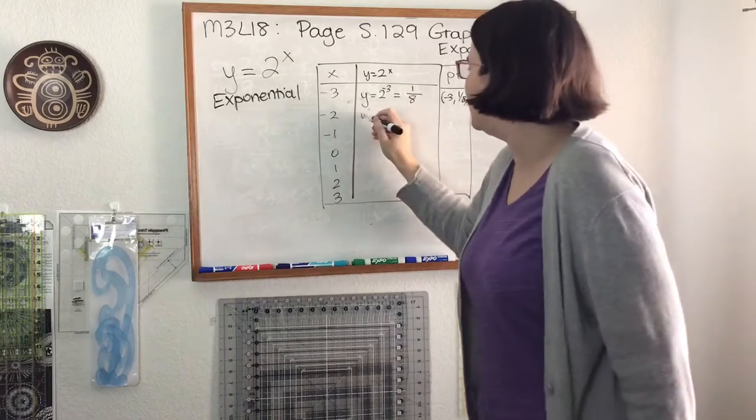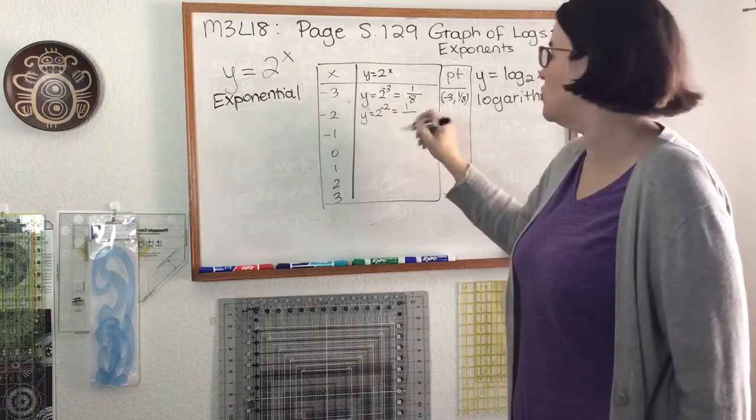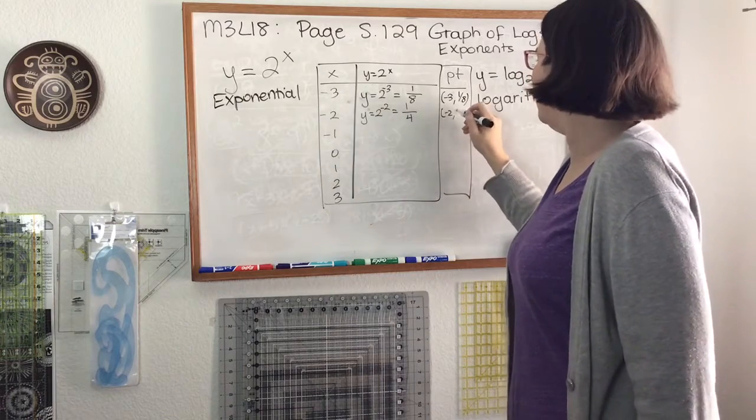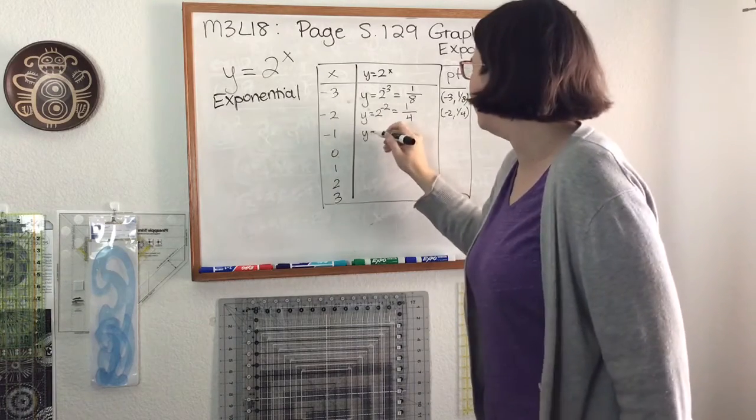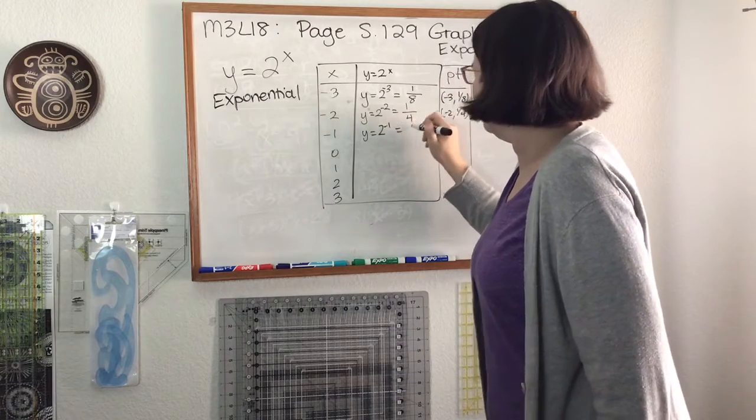Now I do the same thing with -2. 2 to the -2 gives me 1 over 2 squared, which is 1/4. That gives me 1/4.